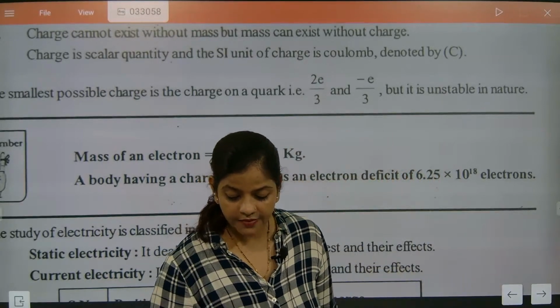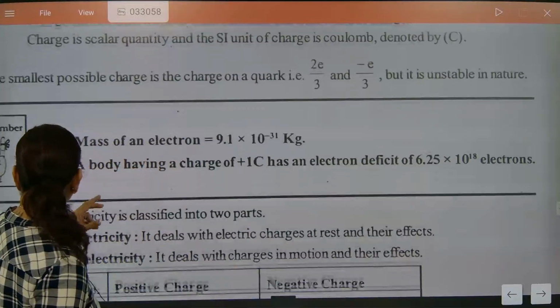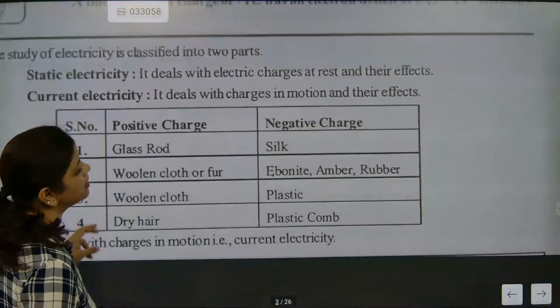So now let's see here. When we study this part, we study static current and current electricity.